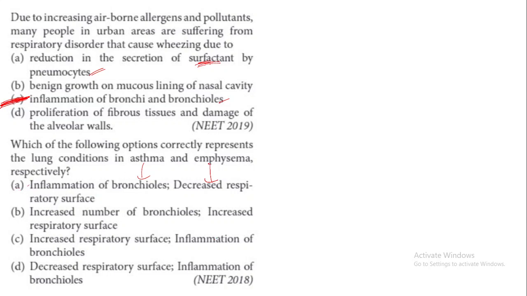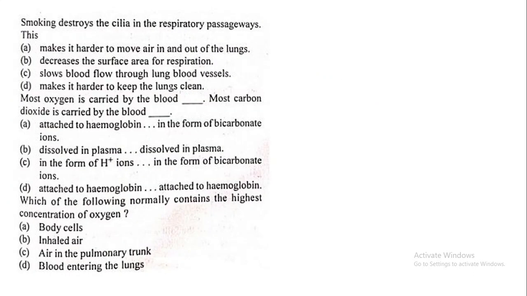Let's just see emphysema. Is emphysema decreased respiratory surface, increased respiratory surface, or inflammation of bronchioles? The right option ultimately and quite obviously is A, because emphysema is damage caused to the alveolar sacs. When the alveoli are damaged, it ultimately means a reduction in the capacity, the respiratory surface. So the right option here is A. Moving on to the next question.